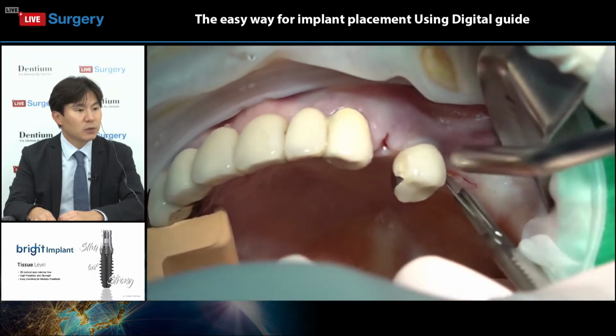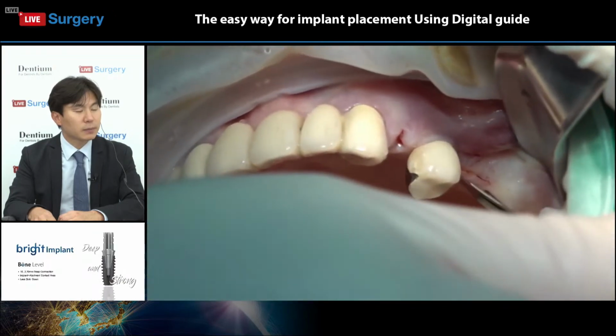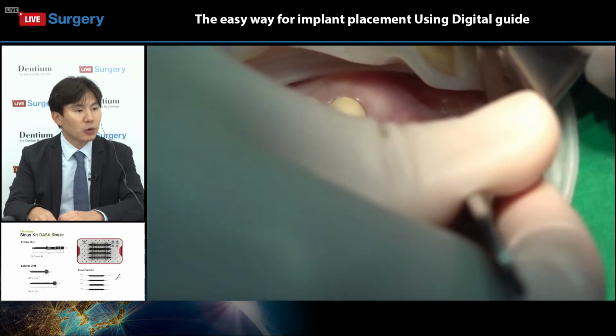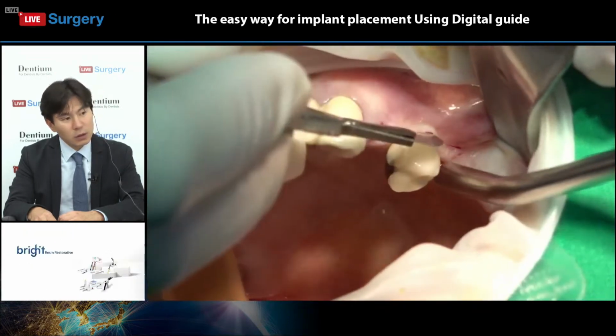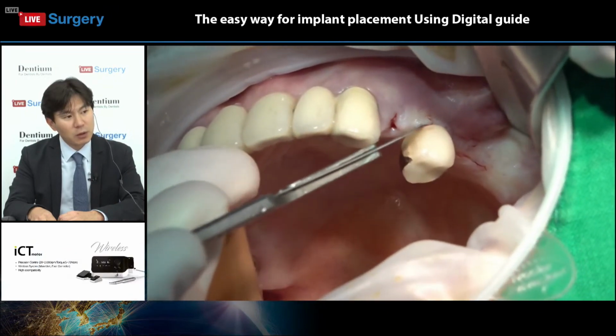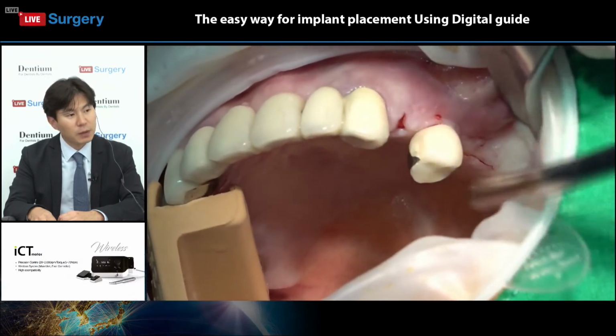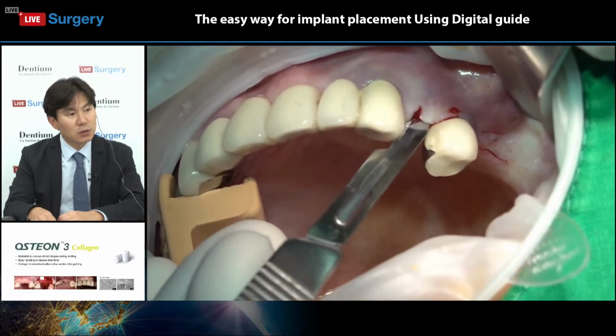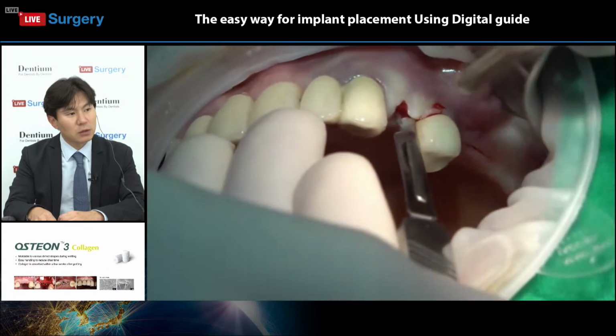He made a crestal incision. And he's making sure the incision on the distal surface of the 25. Then he is continuing the incision, the circular incision.